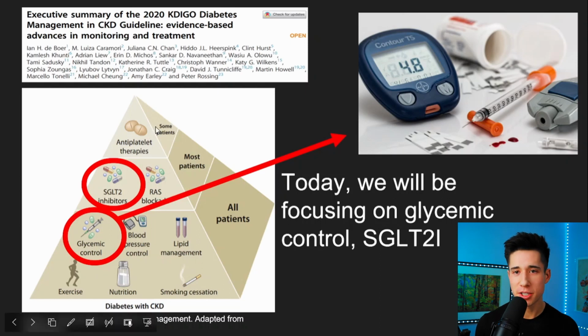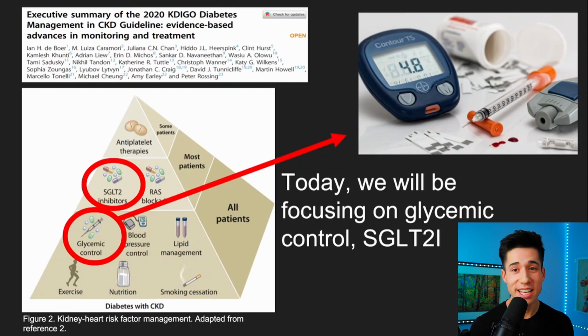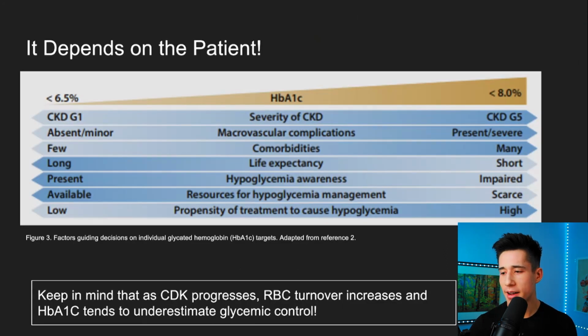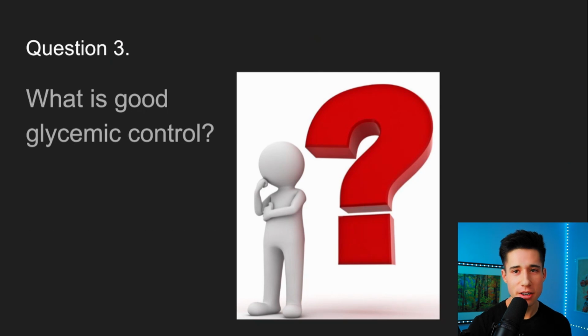The next ones I'm going to be talking about really form the meat and potatoes of my presentation, and those are glycemic control and SGLT2 inhibitors. So that's what I'm going to be focusing on here. And I've got another question for you guys. My question for you guys is, what do you think is good glycemic control?